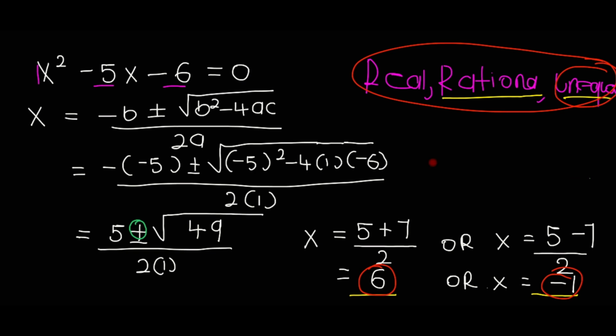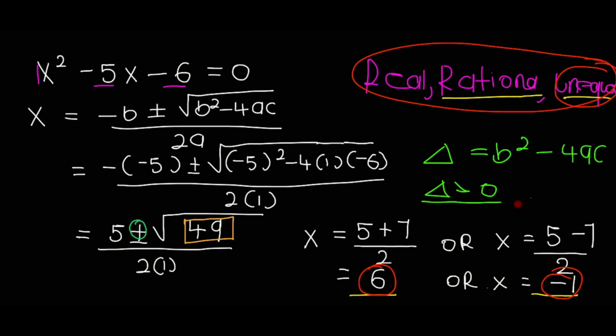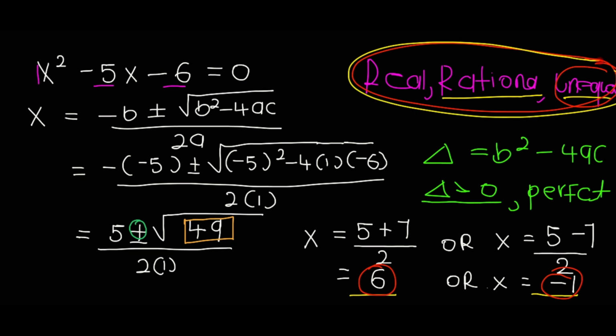So now the discriminant, b squared minus 4ac, is greater than 0, because we got 49, and 49 is greater than 0, meaning it's positive. Another very important thing is that 49 is a perfect square. So when delta is greater than 0 and also a perfect square, we have the nature of the roots: it's real, it's rational and unequal.